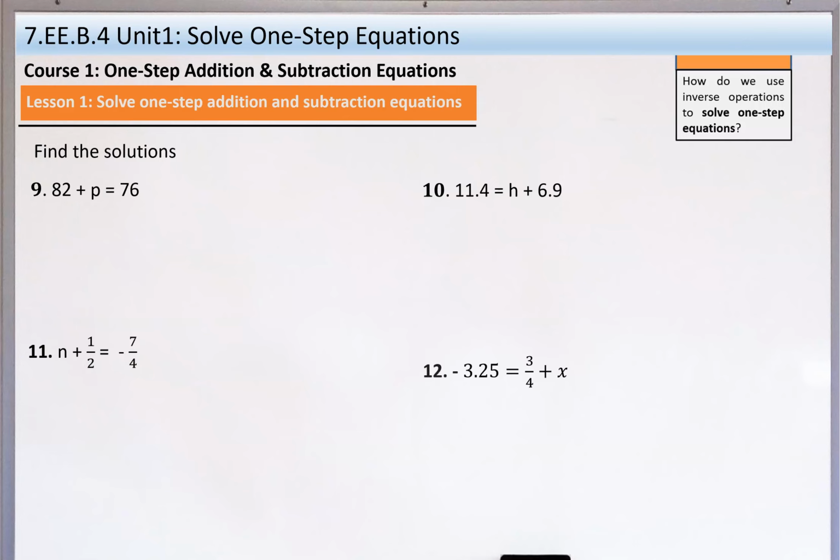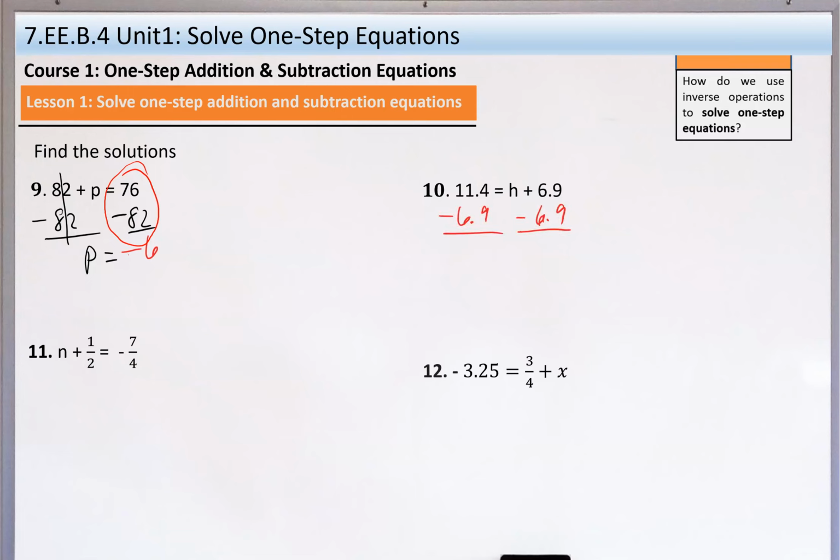All right, we should be able to wrap this up. So now I have 82 plus some number p is 76. So I'm going to subtract 82 from both sides. And again, you know your integer operations. 76 minus 82. I'm more negative by 6.